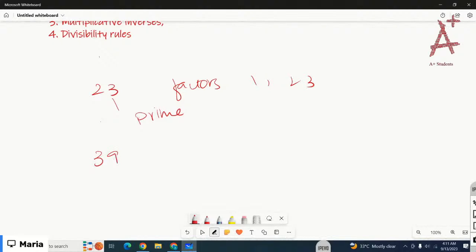39. Is 39 prime or composite? Let's just look at the factors. 1 times 39 is 39. Do we have other two numbers that when multiplied make 39? Yes, 13 times 3 is 39, right? So 39 is a composite number, right? So the numbers that have more than two factors are the composite numbers. The numbers that have only two factors are the prime numbers, right?